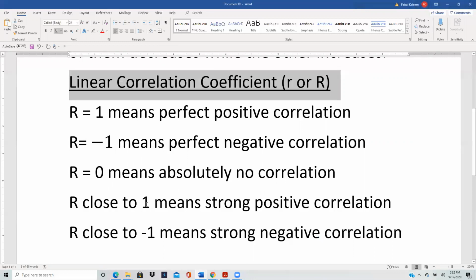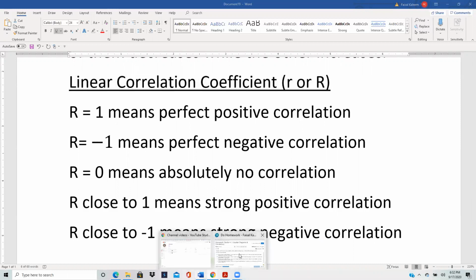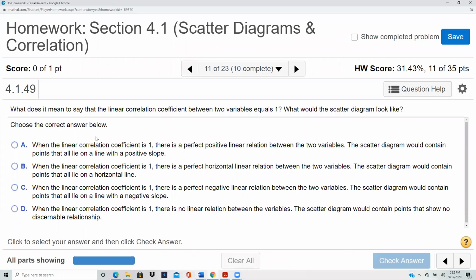R close to 1 means strong positive correlation. R close to -1 means strong negative correlation. And similarly, R close to 0 will mean about no correlation, and so on. So going back, what does it mean to say that the linear correlation coefficient is 1? This one we know is perfect positive correlation.